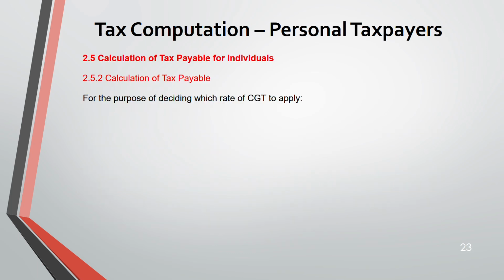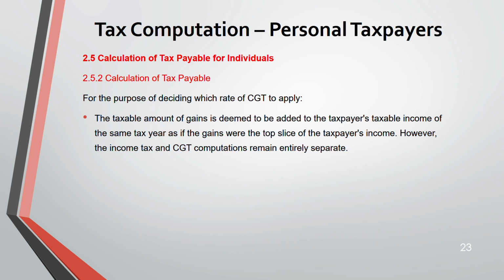Now, for the purpose of deciding which rate of CGT, remember the taxable amount of gain is added to the taxable income. First taxable income, then gain. Remember, it has to be in the same tax year. It is taken as if the gains were the top slice of income. However, when you are calculating, the income tax and CGT computations have to be separate because the rates are separate. But you will be adding them together.